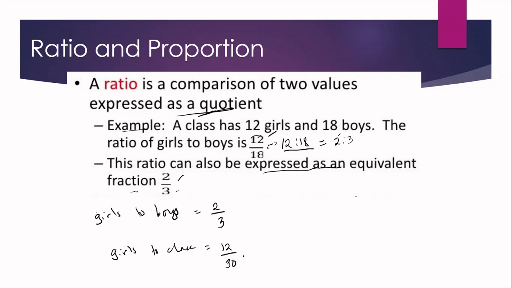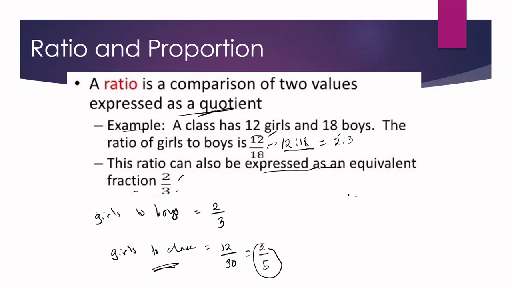And we can express it as an equivalent fraction by getting its lowest term. 12 and 30 are again both divisible by 6. So you have 12 divided by 6, that is 2, and 30 divided by 6 is 5. So the ratio of girls to class is 2 over 5.